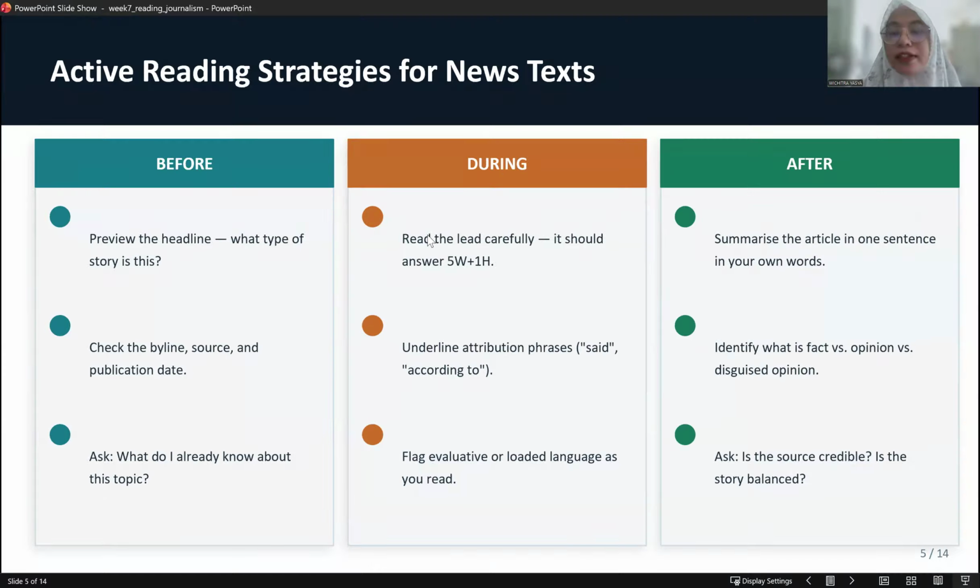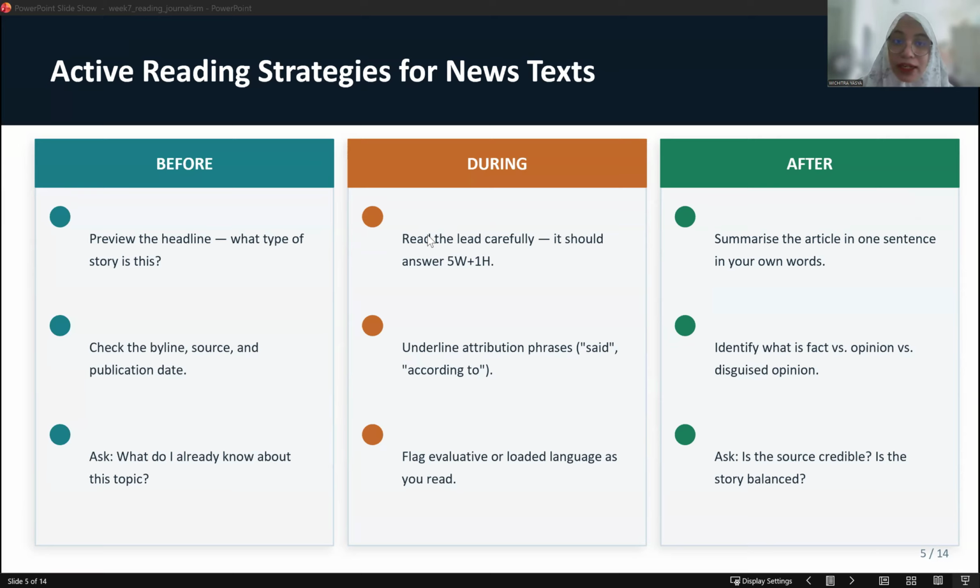In the previous lessons, we learned about active reading strategies that we use before, during, and after reading. So we can use that for news text as well. Before reading, we can preview the headline to try to understand what type of story this is. We can check the byline, the source, and the publication date. And we can ask, what do I already know about this topic?